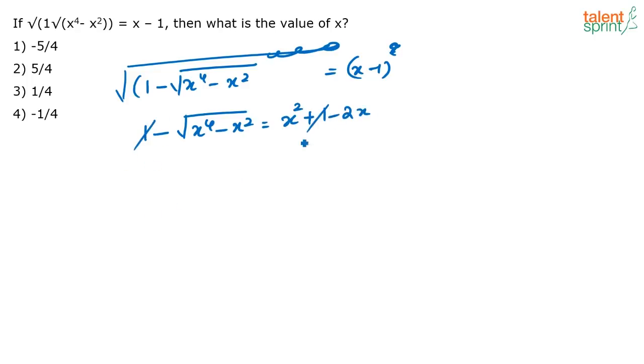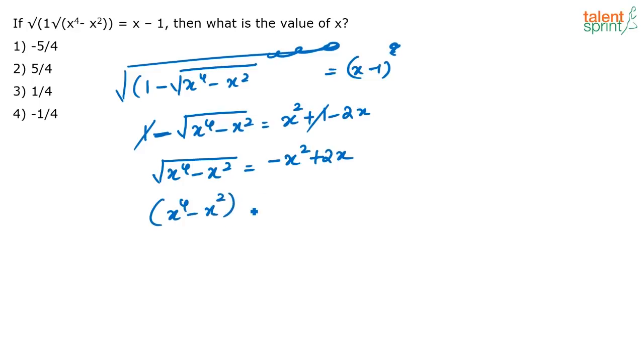So actually this 1 and 1 get cancelled. I have a negative here which we should not forget. Or I can say root of x to the power 4 minus x squared is equal to, let us take it like this, minus x squared plus 2x. Now I am squaring. If I square, what do I get? x to the power 4 minus x squared, that is equal to minus x squared plus 2x the whole squared, or that is equal to x to the power 4 plus 4x squared minus 4x cube. Correct, no?